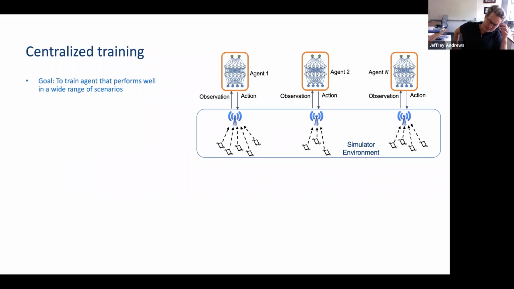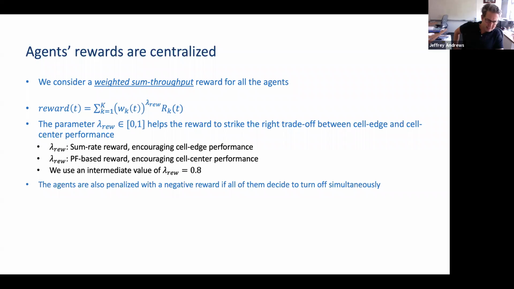Okay. I'm sorry, on this last slide, is this a typo or am I not understanding something? When you have lambda equal to 0, you said it's just a sum rate reward, which should encourage cell center. Oh, yes, sorry, it's a typo. Yes. Okay. Exactly.